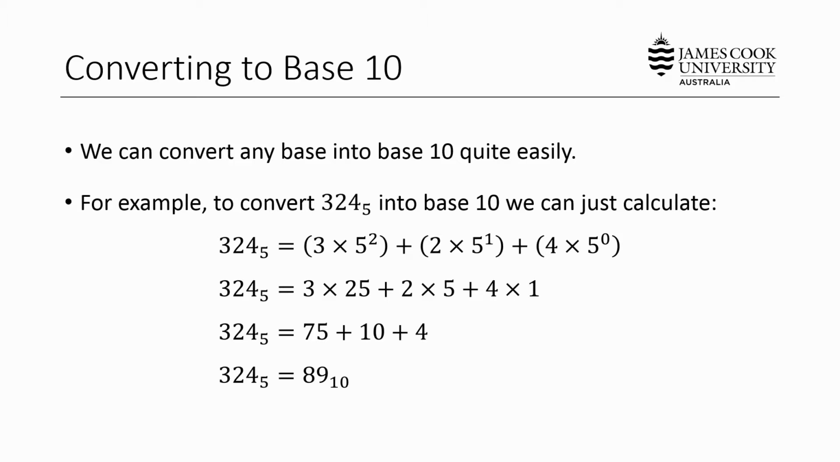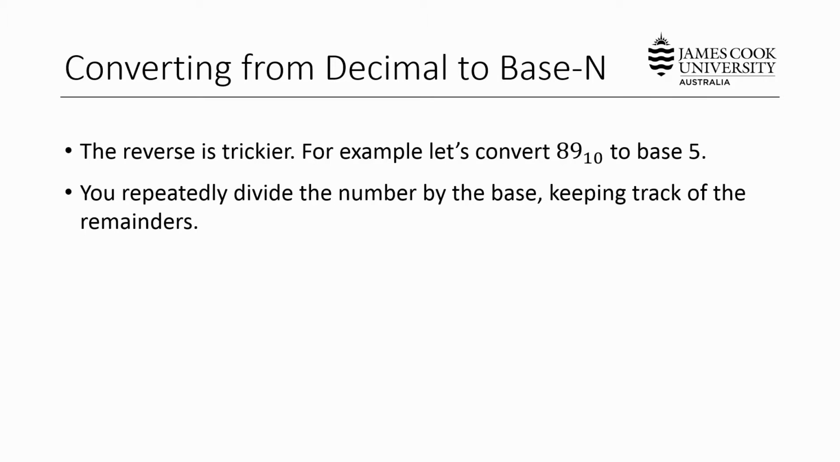It's important to understand this notation here. 324 in base 5 equals 89 in base 10. The reverse is actually a little trickier. If I wanted to convert from a decimal into a base n number system, you actually have to do some repeated divisions, and it requires a couple of tricks in order to make it a faster process. The way you do it is you repeatedly divide the number by the base, keeping track of the remainders. So let's just step through it. We have the number 89 in base 10, and we want to convert it to base 5. We take 89 and divide it by our base, which is 5.